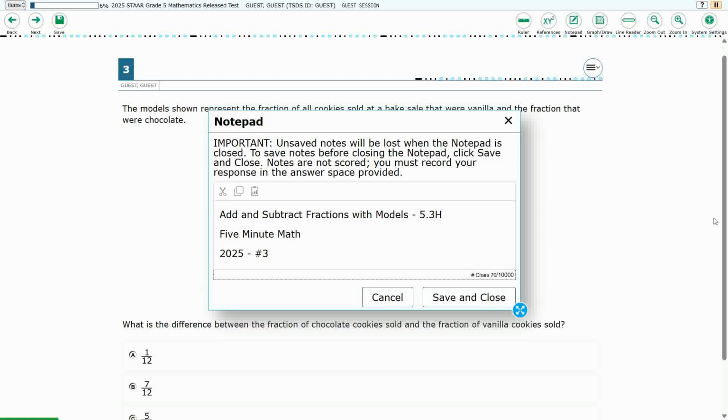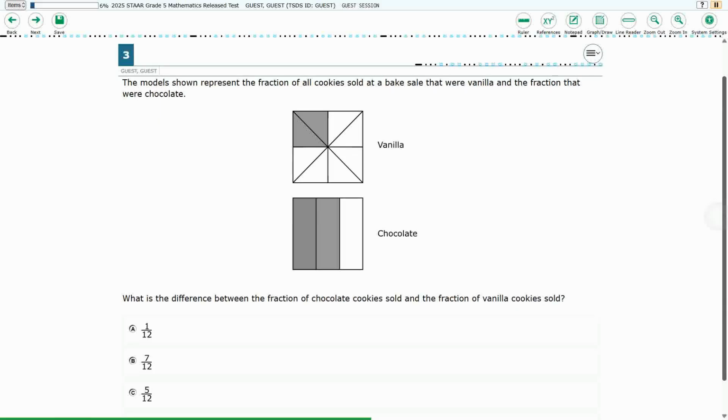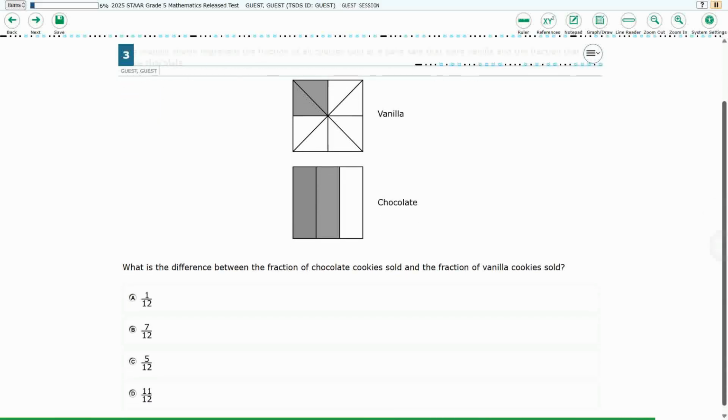Today we are looking at the fifth grade concept of adding and subtracting fractions with models. This is standard 5.3H in the great state of Texas, and we are using item number 3 of the 2025 released STAAR test. If you haven't done so already, please go ahead and take a moment to pause the video, work this problem out on your own, unpause it, and we will look at our answers together.